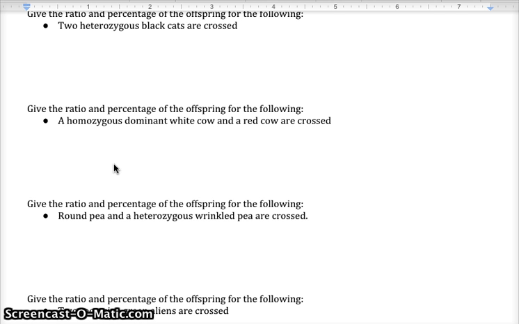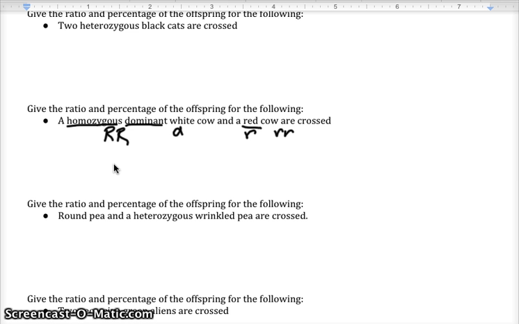Alright, this time we have a homozygous dominant. So homozygous means the same, dominant means big letter, so we got big R, big R. That's the first thing you always have to do, is figure out what these letters are. I like to put these letters right below it before I even start my Punnett square. And then red cow. It doesn't tell me what the red cow is, but since the white cow is homozygous dominant, then the red cow has to be recessive. And the only way to get recessive is to have two little r's.